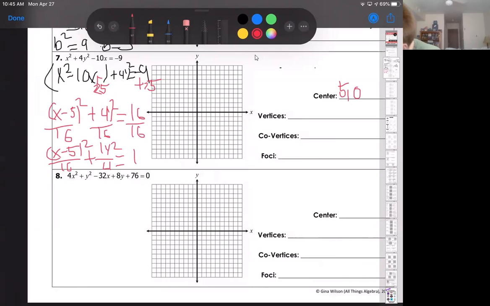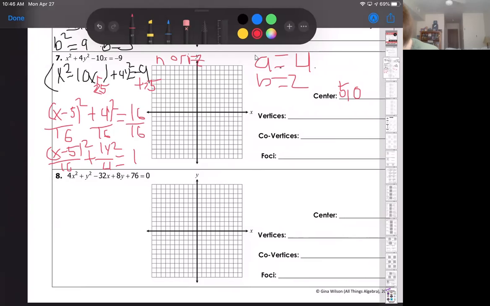Since I'm running a little bit out of space, I guess I can fit it here. Since our bigger value is 16, our a would be 4 when you square root it. Our b would be 2. And since our x value is over the bigger number, this is once again going to be a horizontal one.